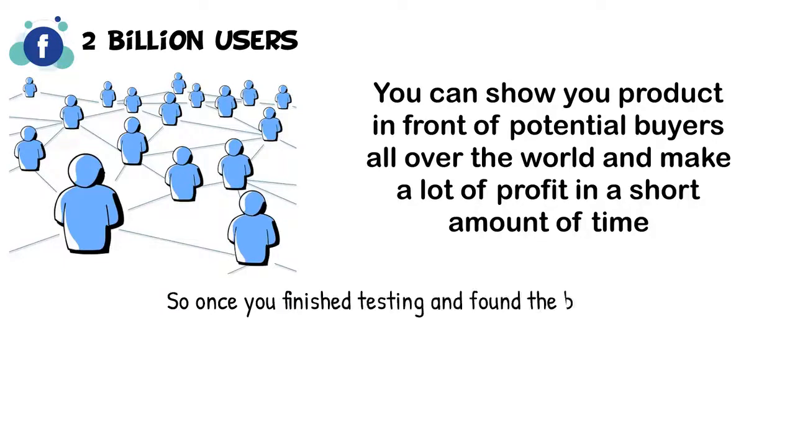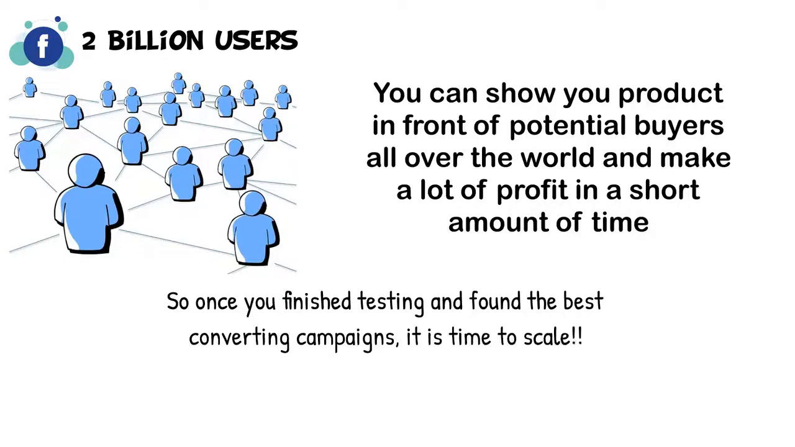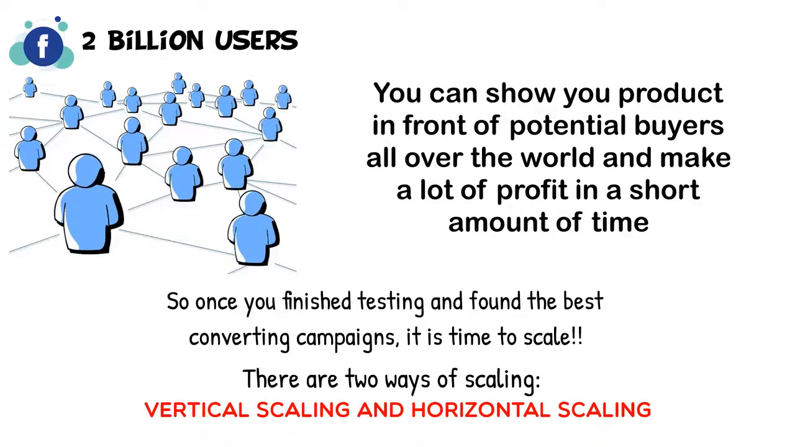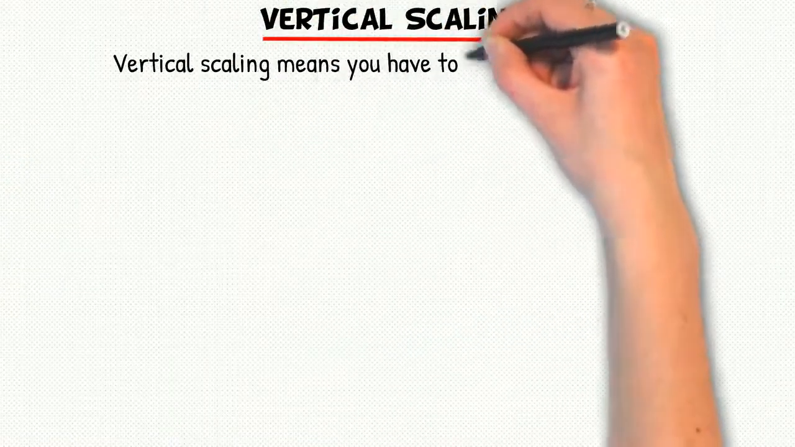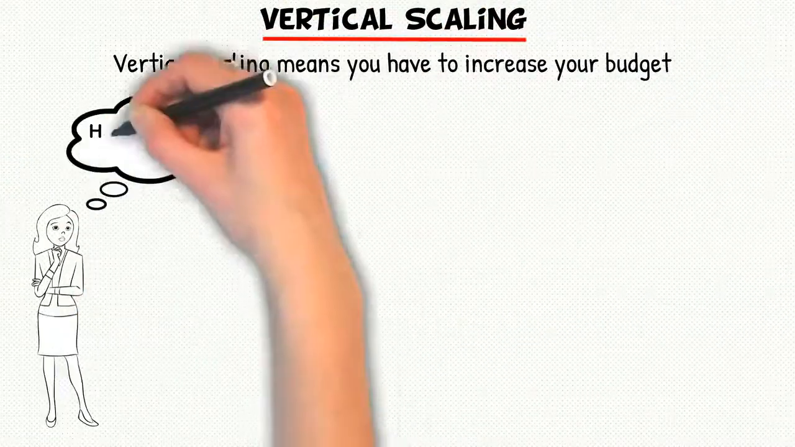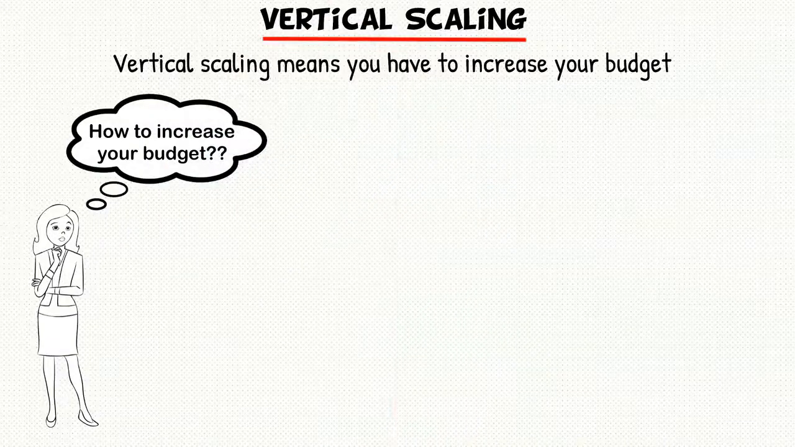So once you finish testing and found the best converting campaigns, it's time to scale. There are two ways of scaling: vertical scaling and horizontal scaling. Let's begin with vertical scaling. Vertical scaling means you have to increase your budget. But the question is how to increase it.